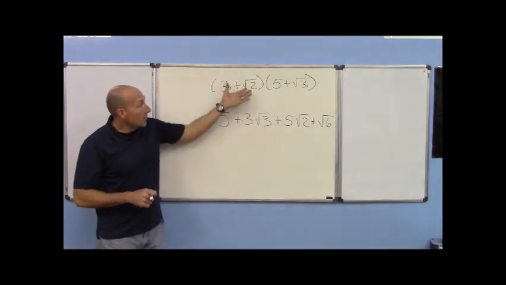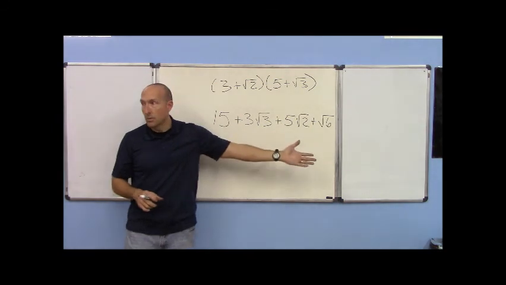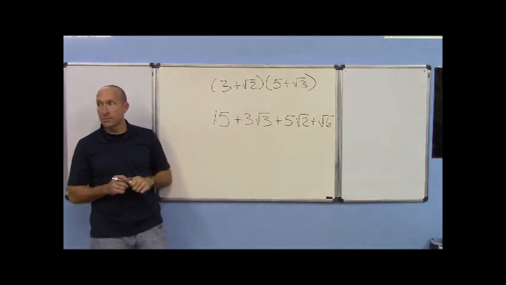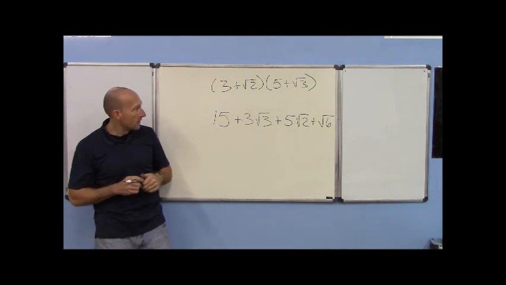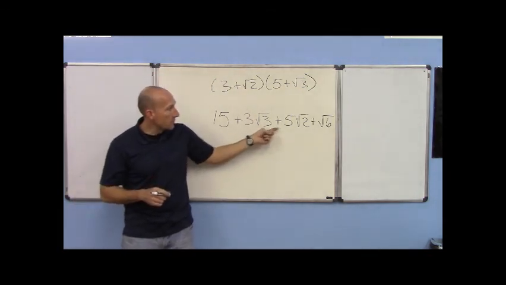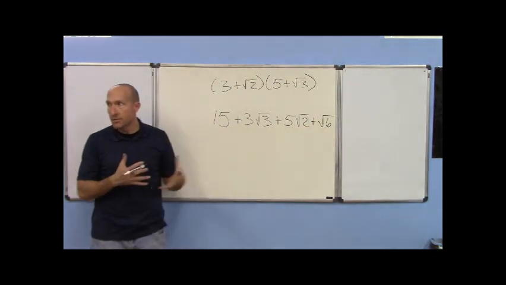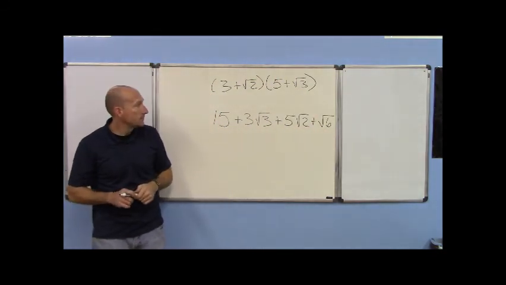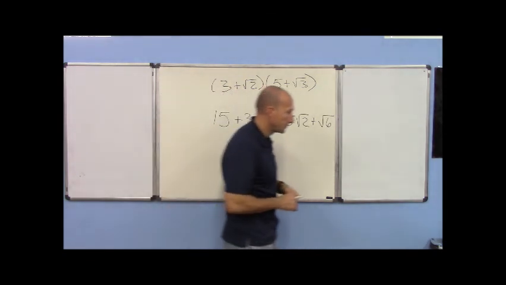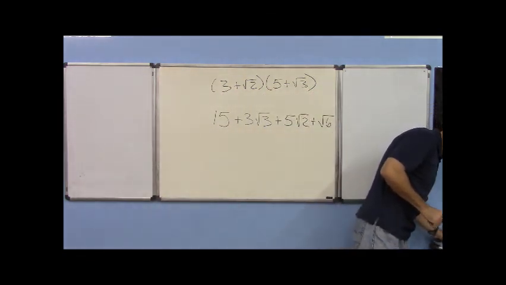So now, we use the FOIL method to get here. Can we combine any more terms? Do we see like terms up here? No. This one's a whole number. This one has a 3, this is a 2, this is a 6. It has a 2 and a 3 in it. So this is as far as we're going to go. Okay? Awesome.